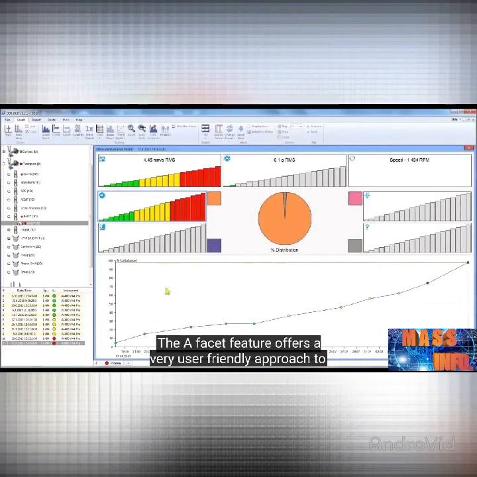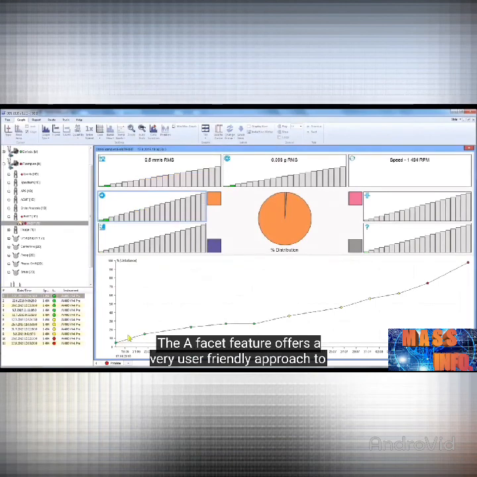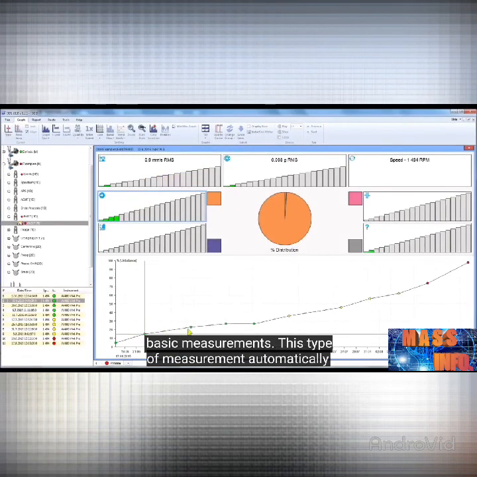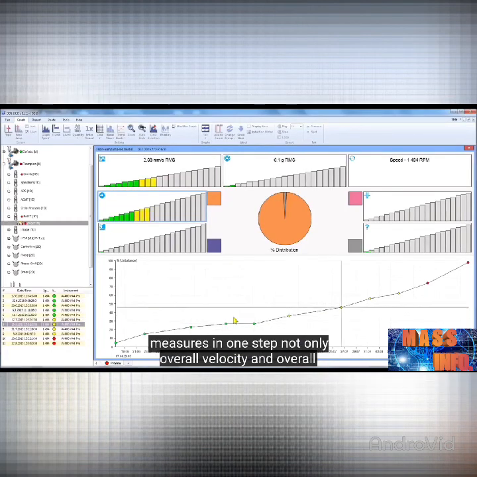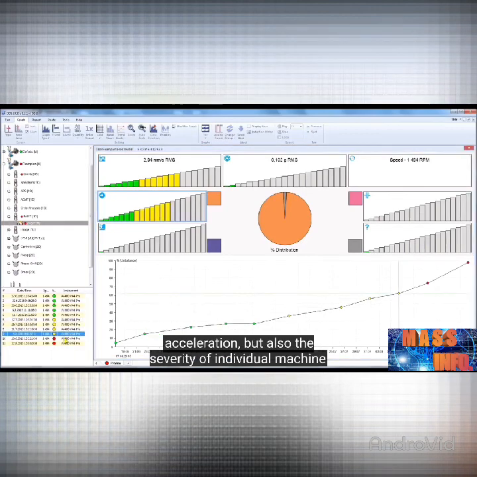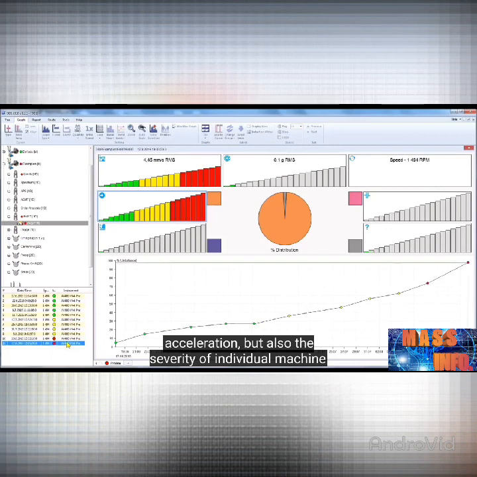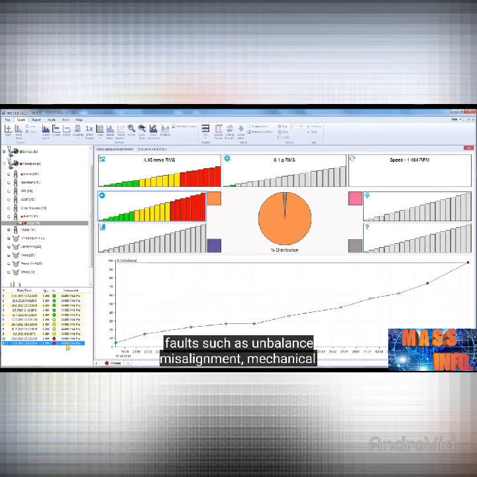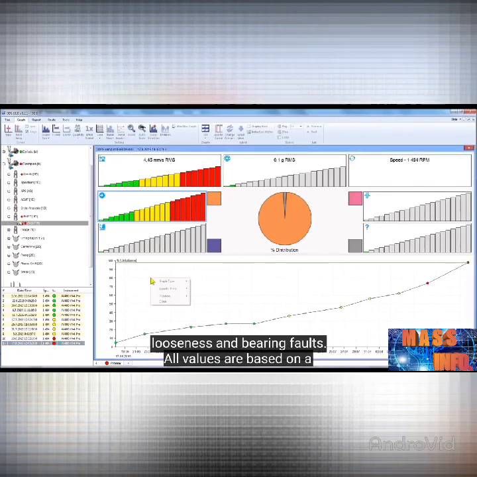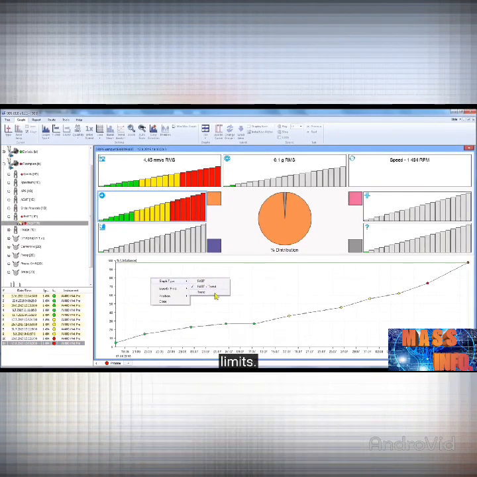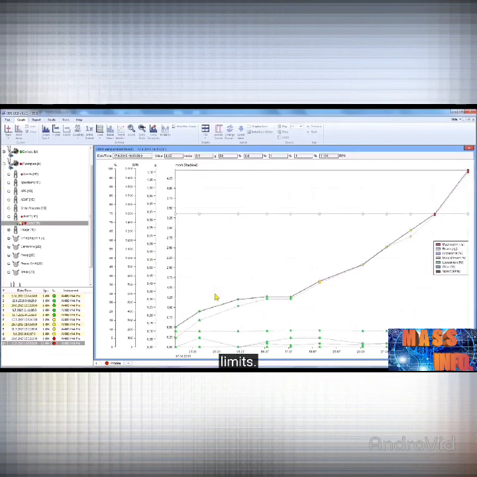The ADASH Facet feature offers a very user-friendly approach to basic measurements. This type of measurement automatically measures in one step not only overall velocity and overall acceleration, but also the severity of individual machine faults, such as unbalance, misalignment, mechanical looseness, and bearing faults. All values are based on ADASH limits.